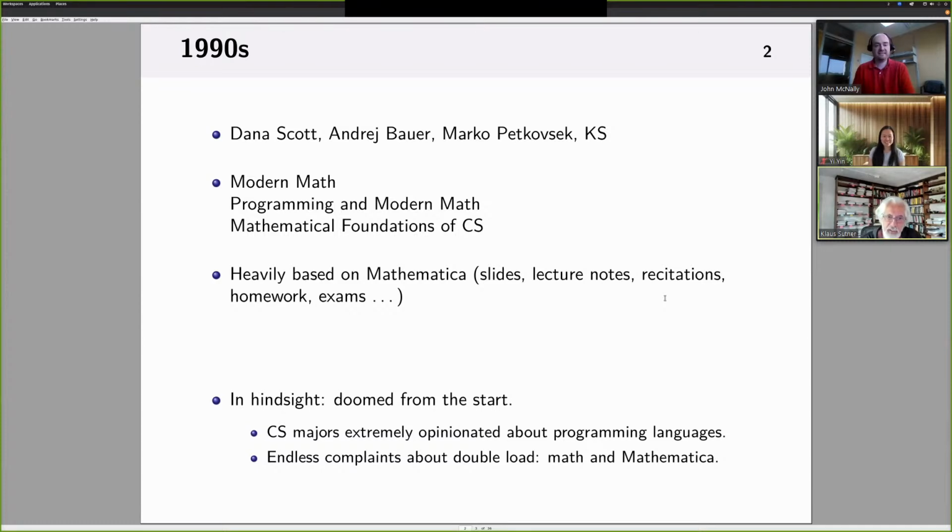So the lecture slides, the lecture notes, recitations, everything was done in notebook format, even the exams, right? So students would come to a computer lab and work in a notebook to answer certain questions and do computations right there live.